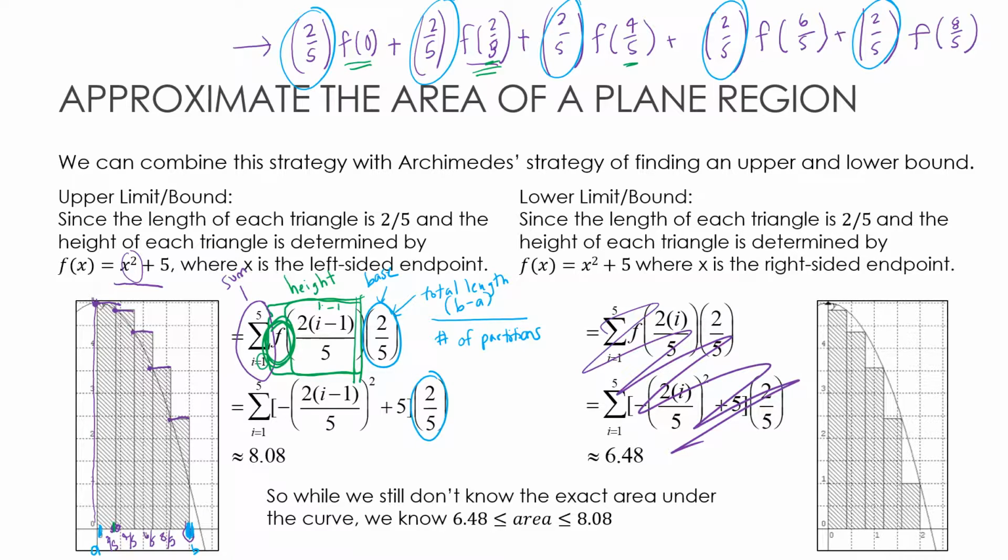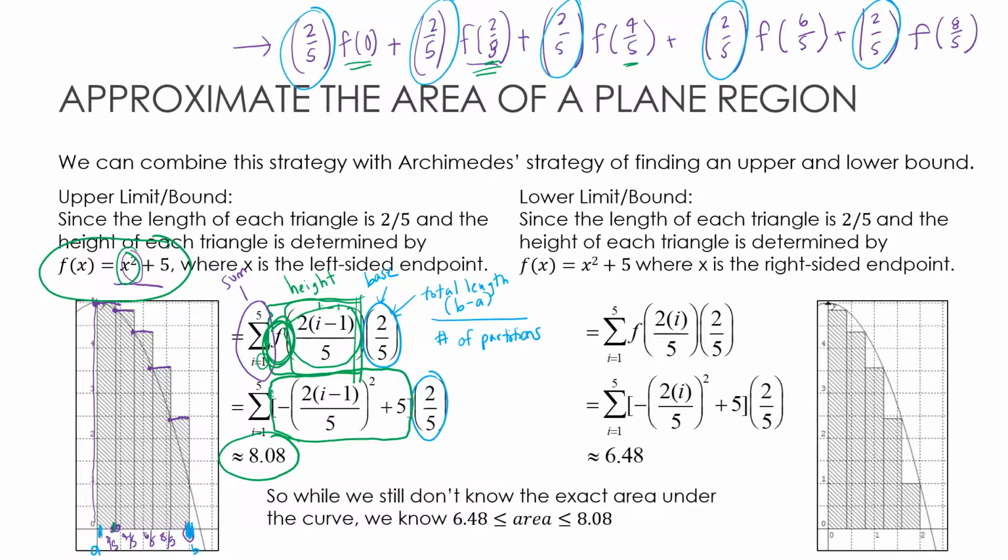Well, what's f? f is this function. So notice this from here all the way to here is, if I take (2i minus 1) over 5 and plug it in for x, that's what I end up with. Then essentially I just used my calculator to come up with an upper estimate, which is about 8.08.